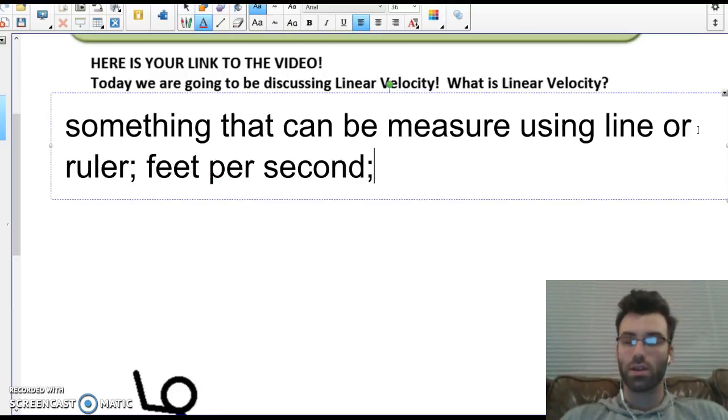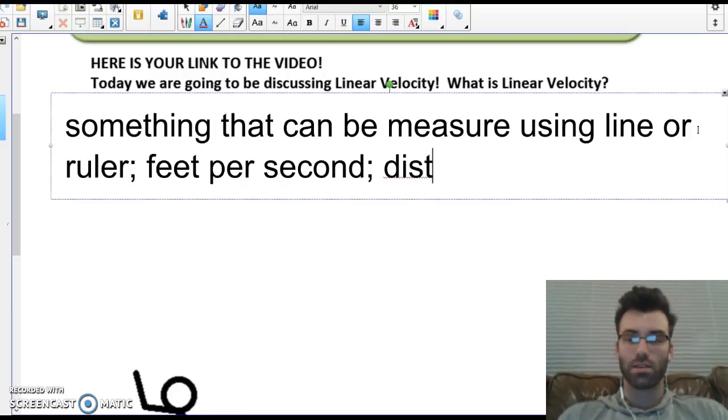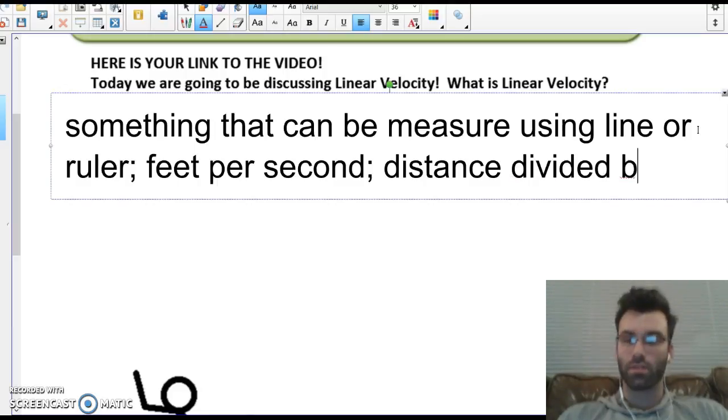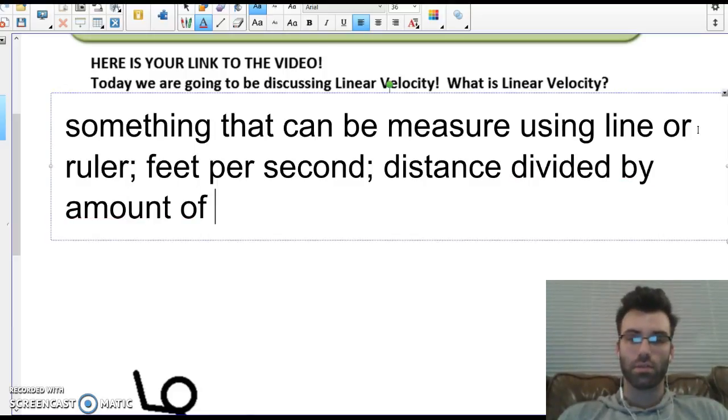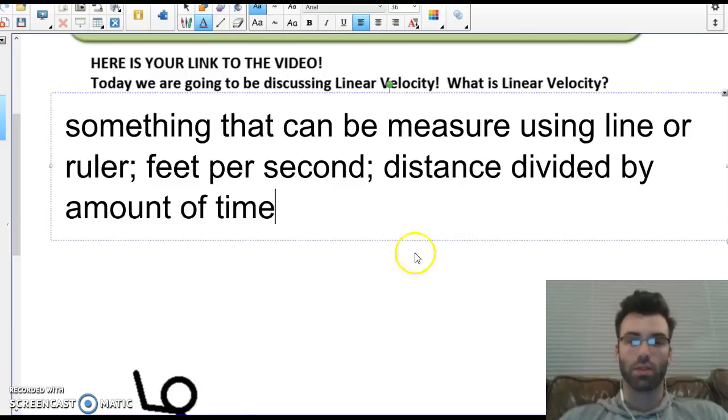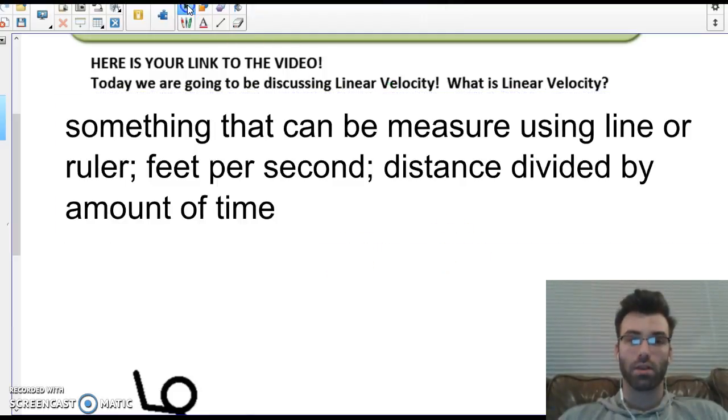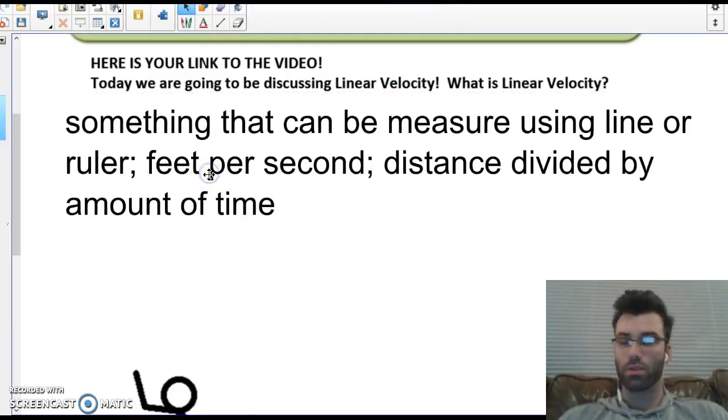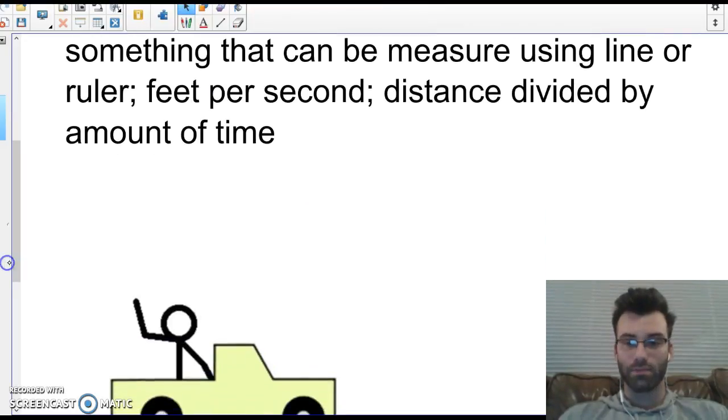What it usually is, is a distance divided by the amount of time. Miles per hour, like in your car. What else? Feet per second. Nautical miles, things of that nature.